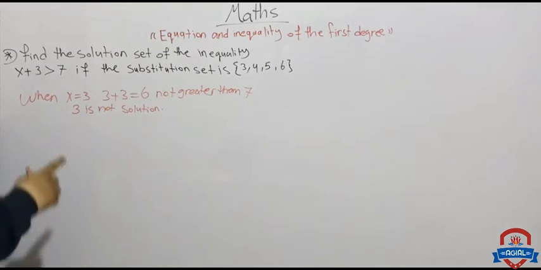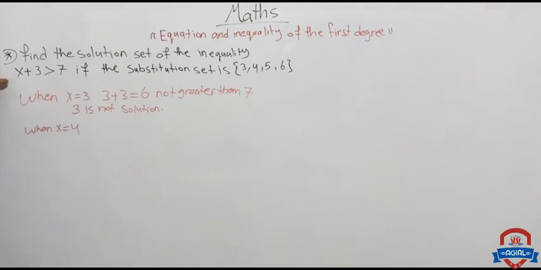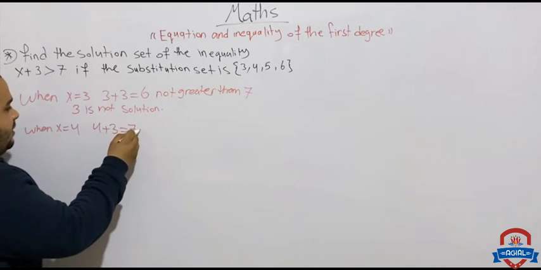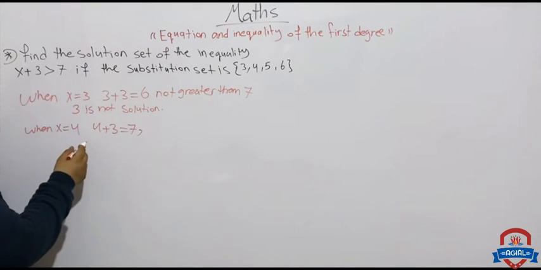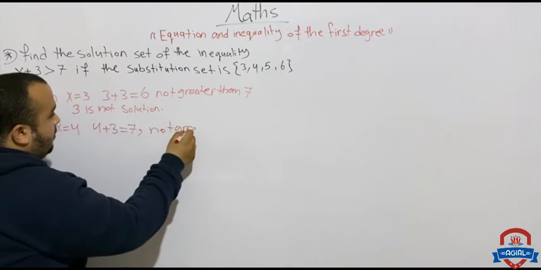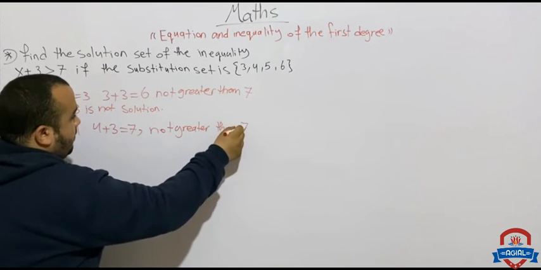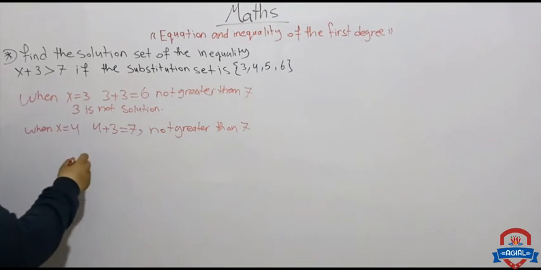By the same way, let's check number 4. When x equals 4, the left hand side equals 4 plus 3, which equals 7. So the left hand side is not greater than the right hand side. So the number 4 is not a solution for this inequality.